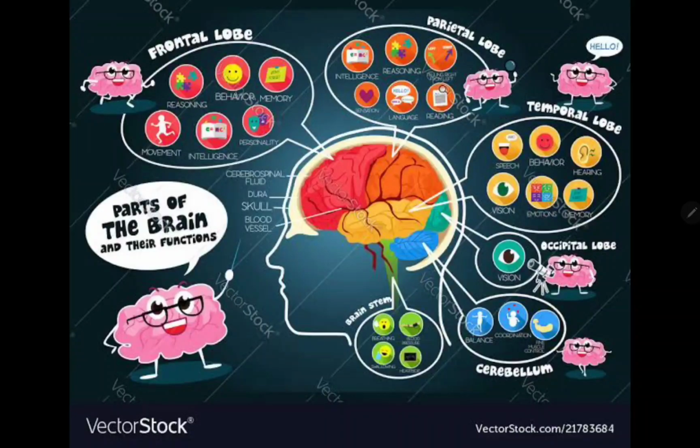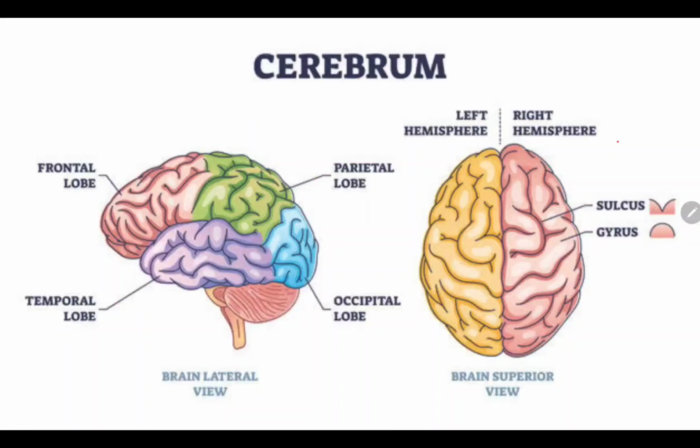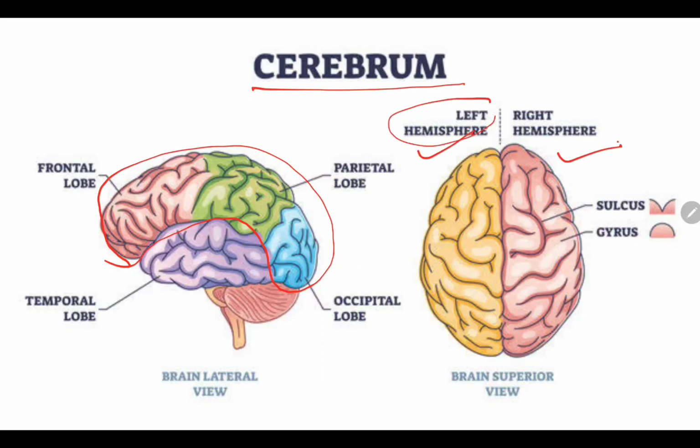To better understand this complex brain, scientists have divided it into parts and regions. Now, the largest part is the cerebrum. You can see over here, this whole structure is the cerebrum. This is the largest part of the brain and it is divided into two sides. One is the left hemisphere and another is the right hemisphere.